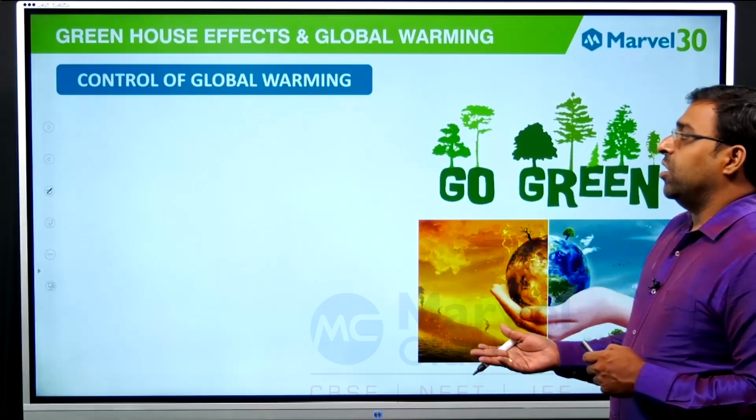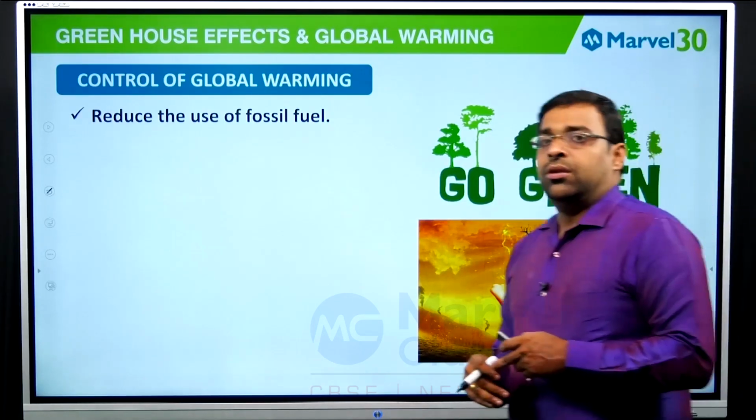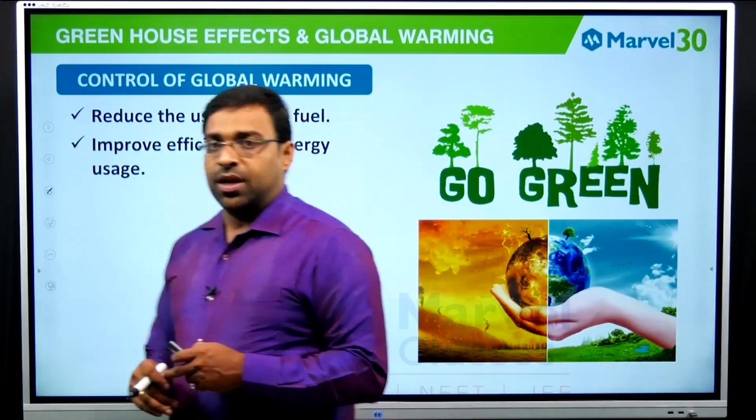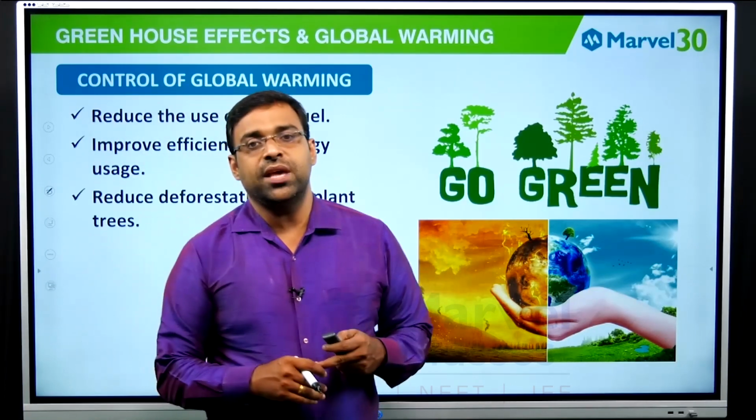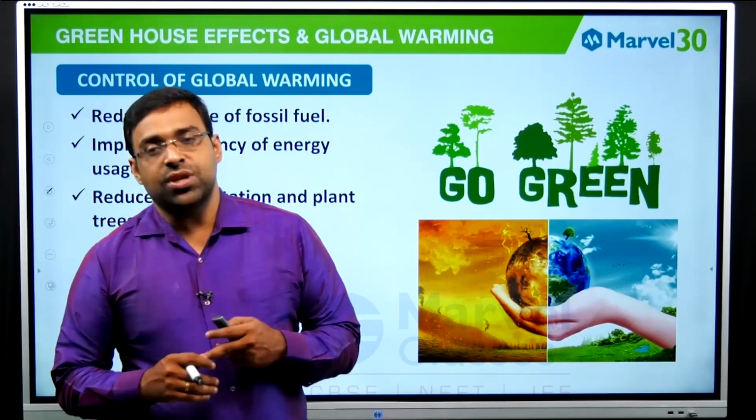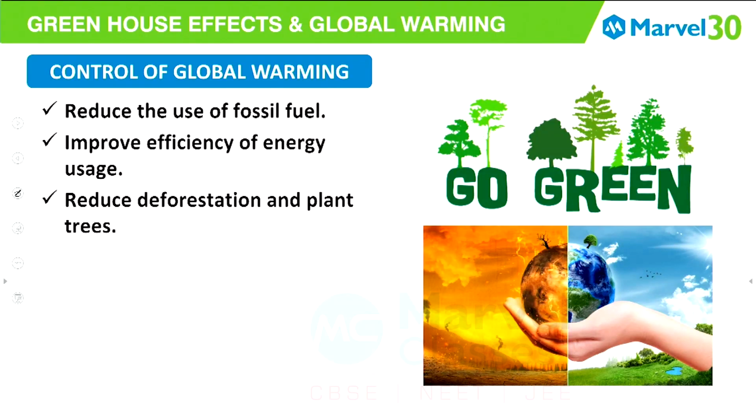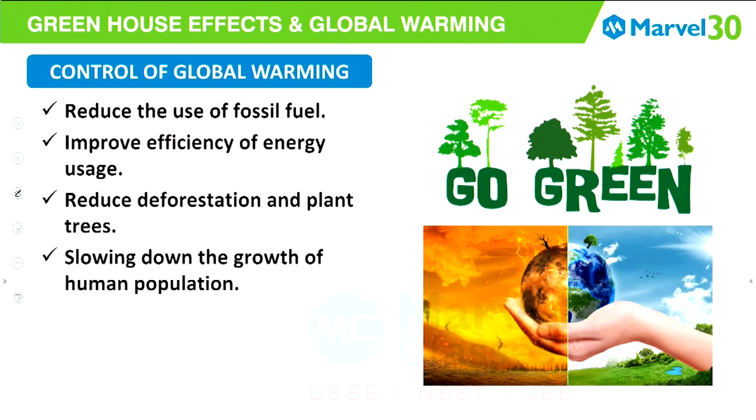Again, we can go for the Go Green concept, control of global warming: reduce the use of fossil fuel, improve efficiency of energy usage, reduce deforestation and plant trees so that the carbon dioxide is absorbed, and slow down the growth of the human population.